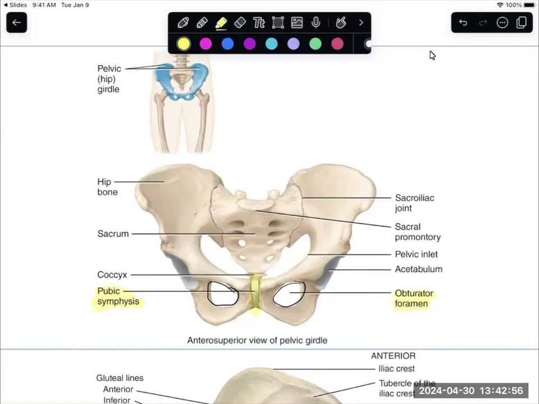That acetabulum. This is this area through here. That is where your leg attaches to your pelvis, in this acetabulum.